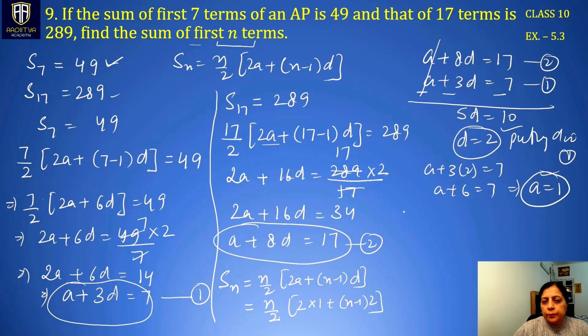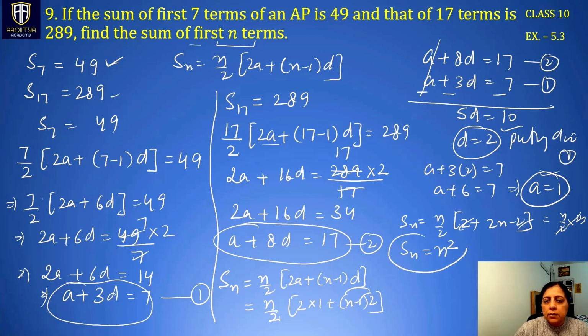Now open this. Sn becomes n by 2 into 2 plus, simplifying, 2n minus 2. Now keeping this, we get Sn is equal to n by 2 multiplied by 2n, the 2s get cut. So Sn is n square. Right? So this is the solution to this question.